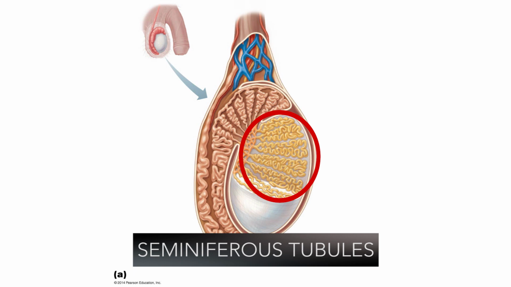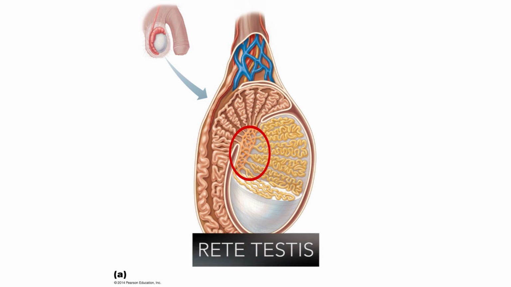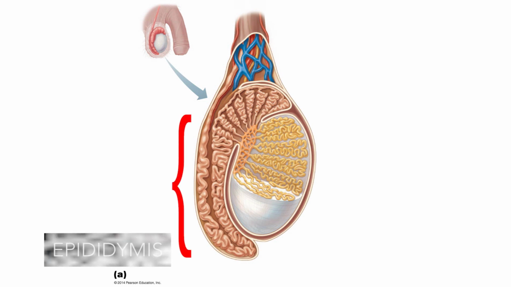But the sperm, as they mature, migrate out to this little area right in here, and this is known as the rete testis. Then after they mature, pretty much at full maturity, they migrate out into this big area right here called the epididymis. The epididymis is broken down into three parts: the head, the body, and the tail.